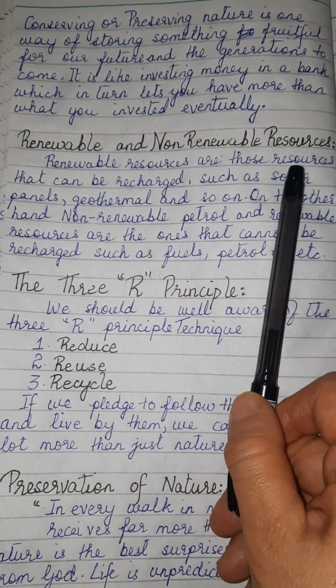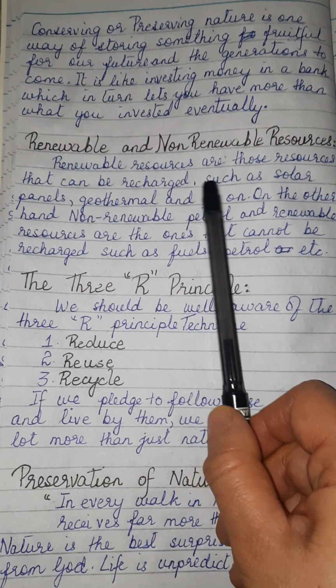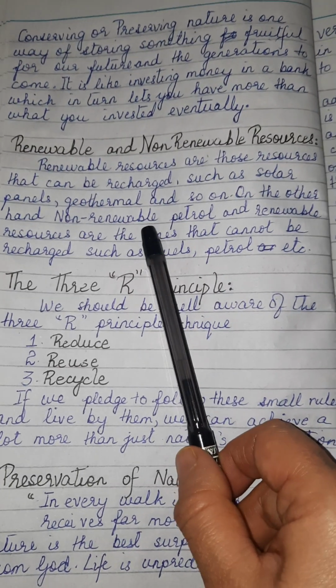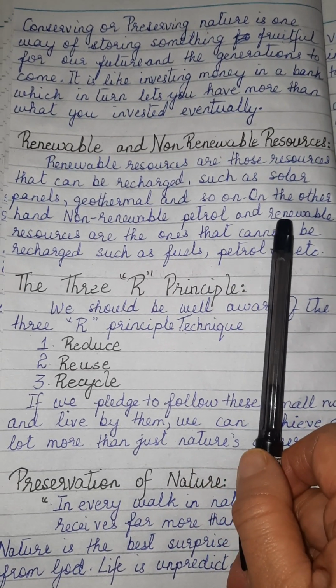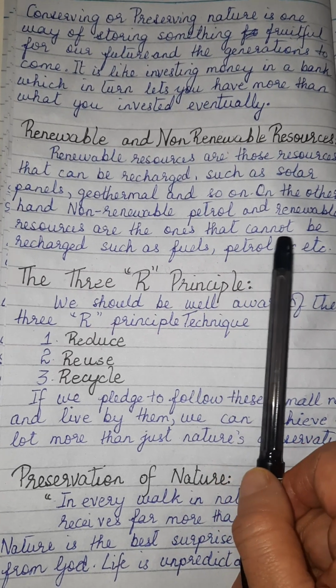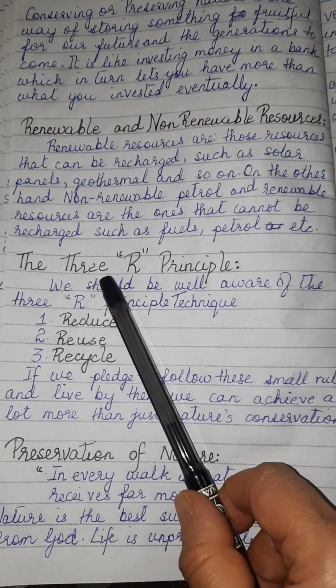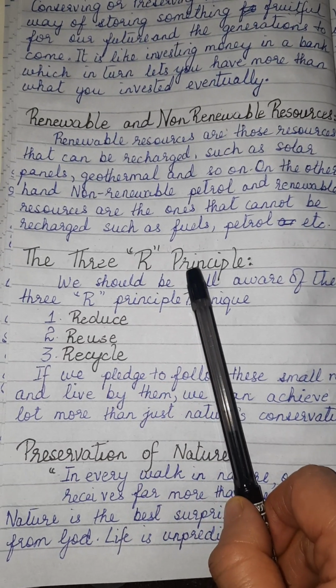Renewable resources are those resources that can be recharged, such as solar panels, geothermal, and so on. On the other hand, non-renewable resources are the ones that cannot be recharged, such as fuels, petrol, etc. The 3R principle is the next heading, which is the solution.